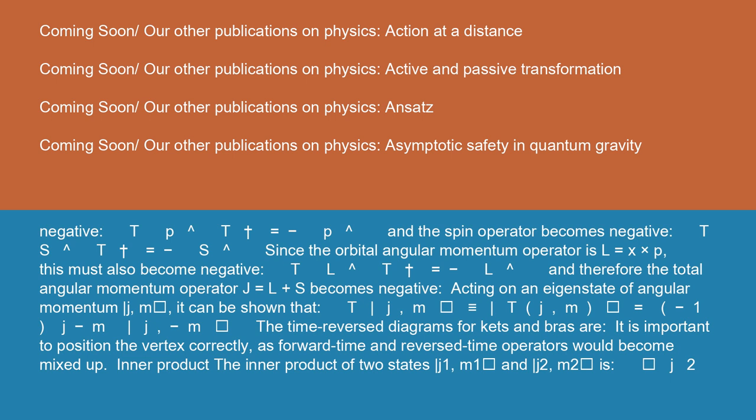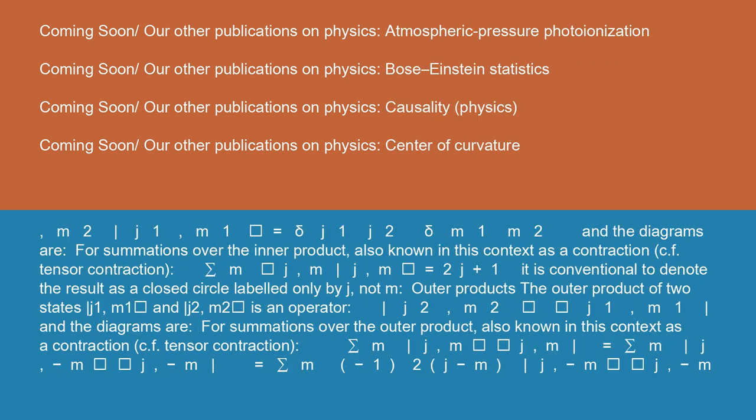Inner product. The inner product of two states |j1,m1> and |j2,m2> is <j2,m2|j1,m1> = δ_{j1,j2} δ_{m1,m2}, and the diagrams are shown. For summations over the inner product, also known in this context as a contraction, cf. tensor contraction, the sum over m from -j to j, m = 2j + 1, it is conventional to denote the result as a closed circle labeled only by j, not m. Outer products. The outer product of two states |j1,m1> and |j2,m2> is an operator |j2,m2><j1,m1|, and the diagrams are shown.